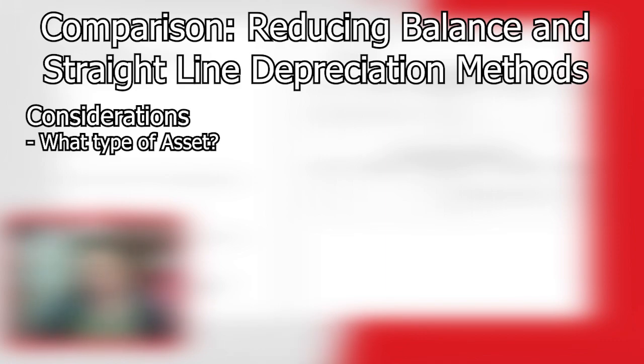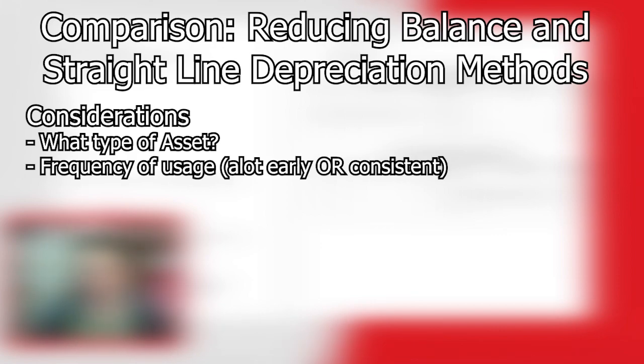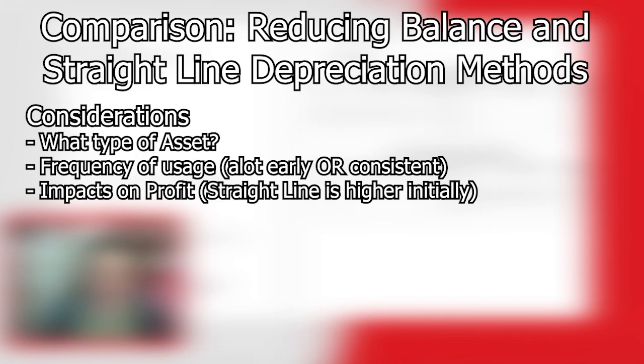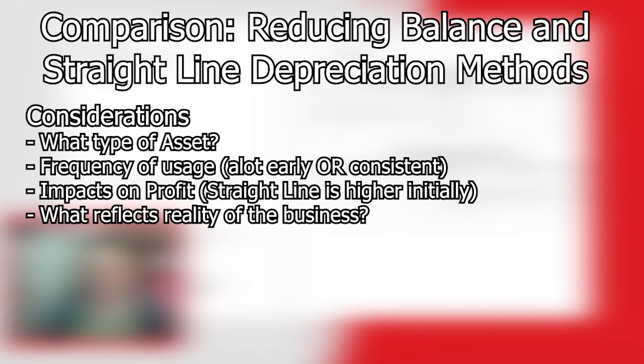But something like equipment or a vehicle that you might use a lot initially and use less as you go on, that can probably use the reducing balance method. So if a business wants to report higher profits early on, they may go straight line. But if they want higher profits later on, they might go reducing balance. Now, what reflects reality more? Either or. Again, it depends on the asset.